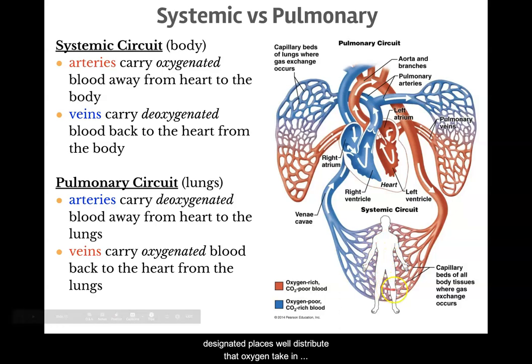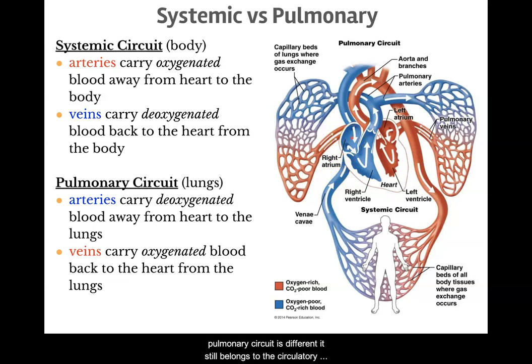Capillary beds in designated places will distribute that oxygen and take in the waste carbon dioxide, an exchange of gases. And then blood will leave the capillary beds and return through the vena cava, returning that now deoxygenated blood back to the heart. That's the systemic circuit.